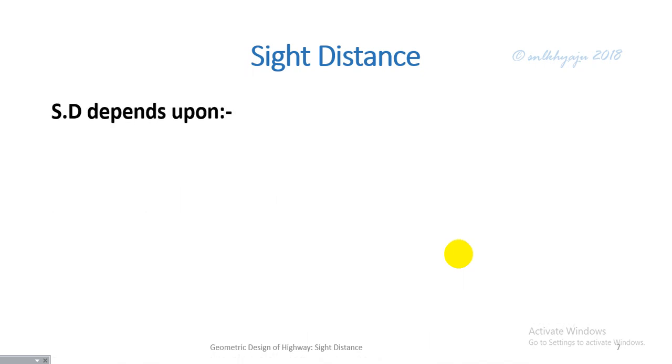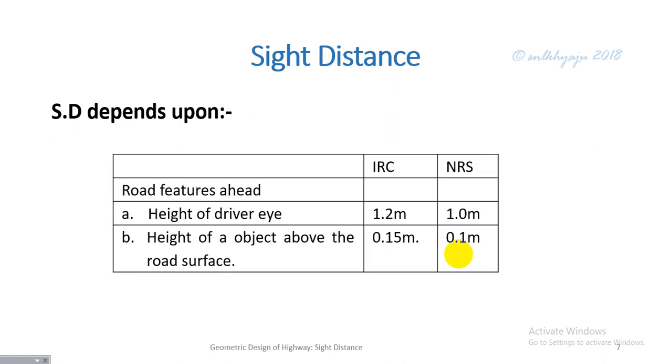Sight distance depends on different features like the height of the driver's eyes and the height of the object above the road surface that can be seen by the driver. IRC has recommended the standard height of driver's eyes is 1.2 meter and the minimum height of object that can be seen by the driver is 0.15 meter, whereas NRS has recommended the height of driver's eyes at 1 meter and the height of object that can be seen by the driver equal to 0.1 meter.